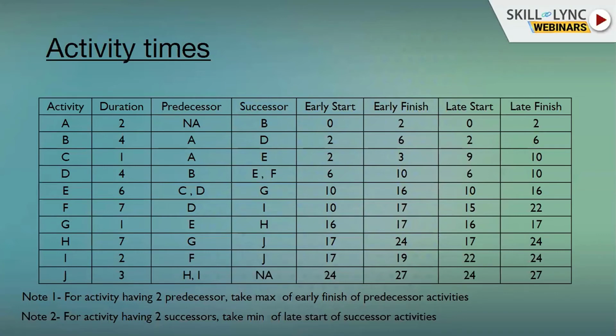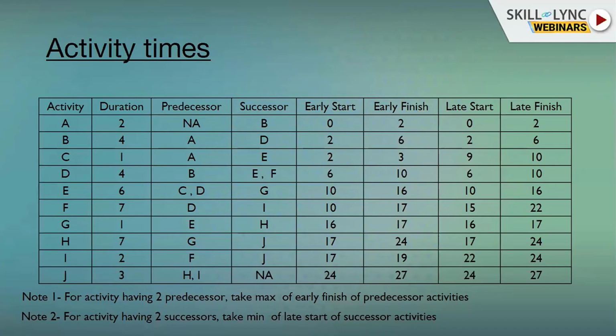Moving on, where there is convergence, you need to note that for having two predecessors, take the max of early finish of the predecessor activity. See, for activity E, early start would be the maximum of C6 and D, that is 10. Now, when we go into backward pass, 27 early finish will move on to late finish.